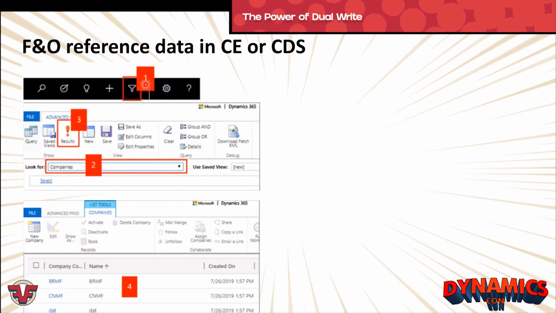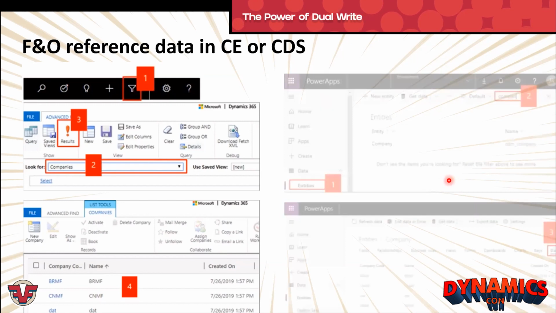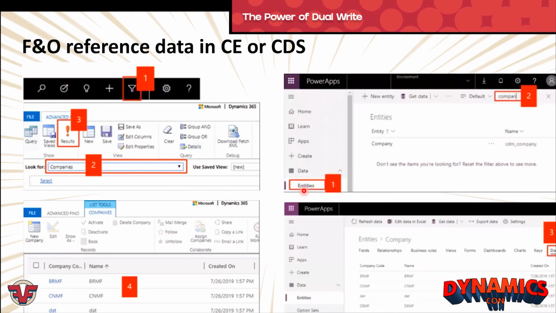So if you go to the CDS environment, choose funnel, choose your companies here, results, this is the companies you will start seeing. Okay, I can see all my companies are coming through. Another option, you can directly check from your Power Apps, go to the entities, go to the filter for your required entity and filter onto the data here.